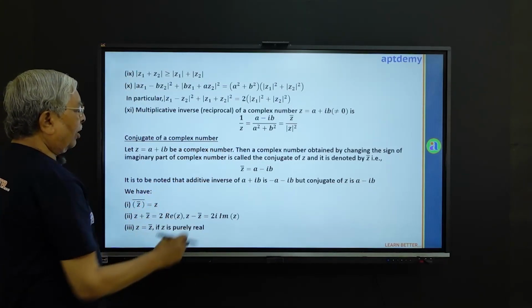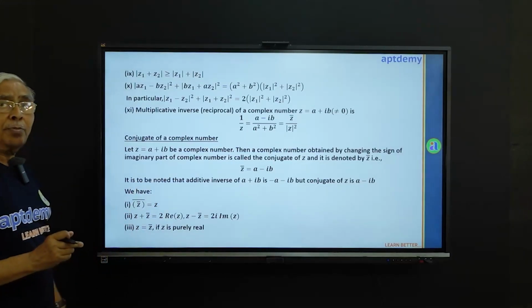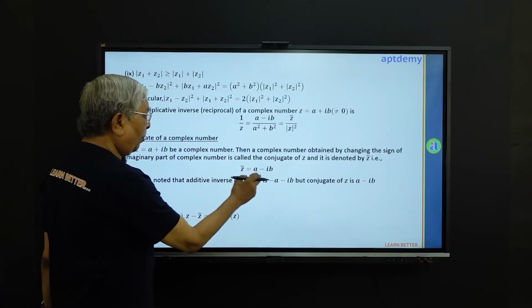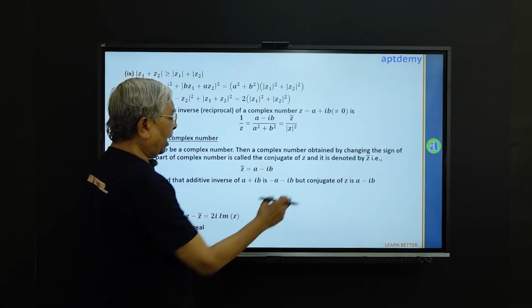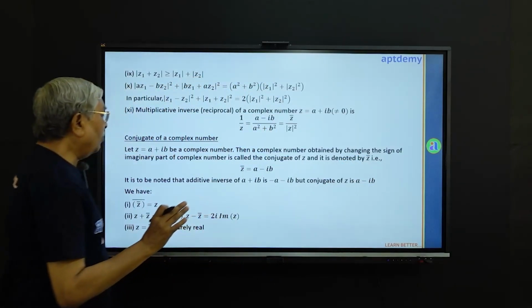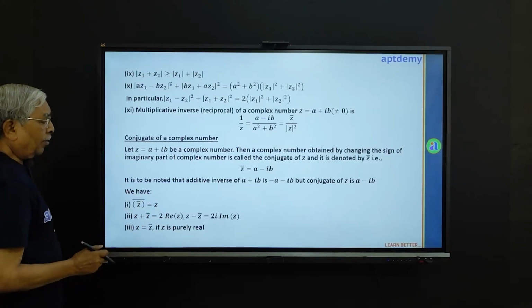This is the conjugate I have discussed, the conjugate of the complex number. It is denoted by z bar. So what is the conjugate of this? The conjugate of z is a minus ib. Just the sign of the imaginary part will be changed. And the conjugate of the conjugate is the number itself.